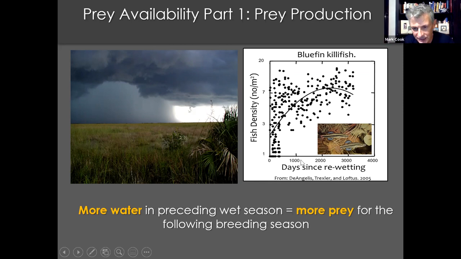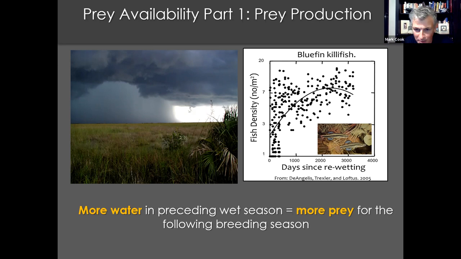So basically since it dried. And what we're seeing is this basic increase in the abundance of these fishes as it stays wetter and wetter. So basically, the more water we have in the preceding wet season before the breeding season of these birds, the more prey we produce and the better it is for the birds. That's one of the key aspects and probably the most important.